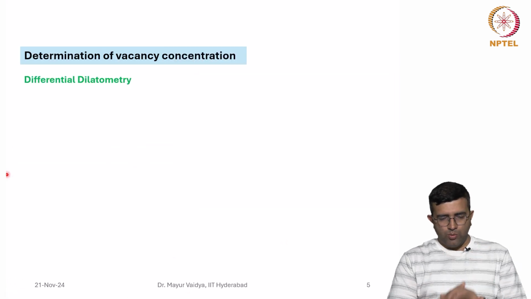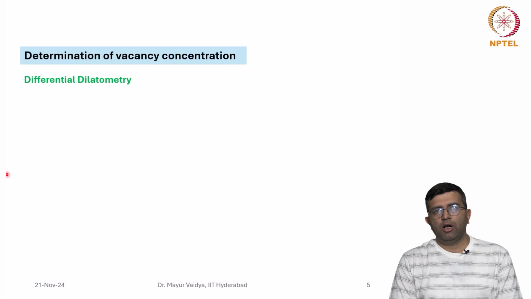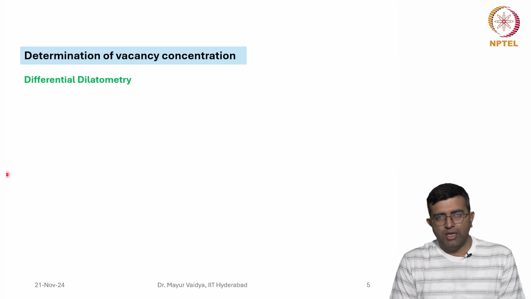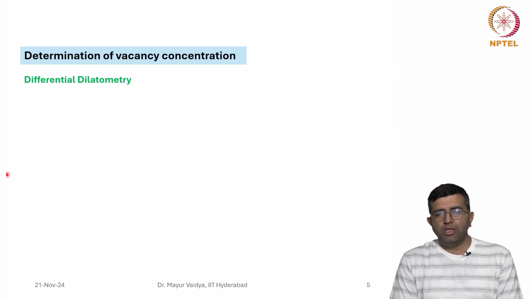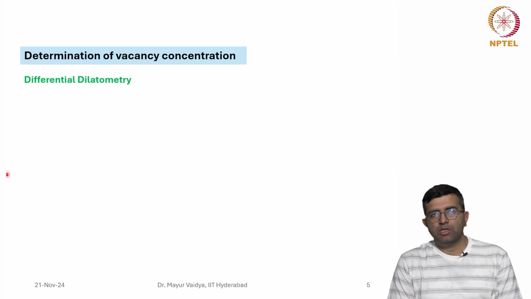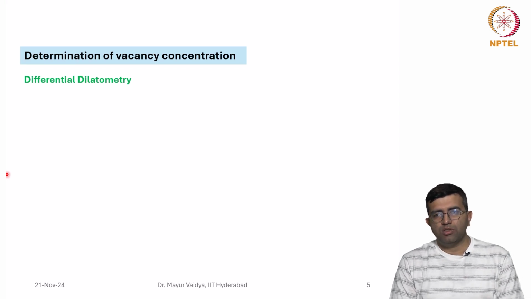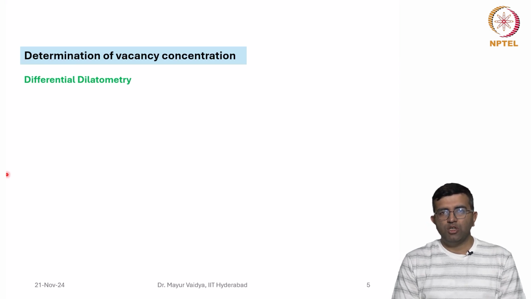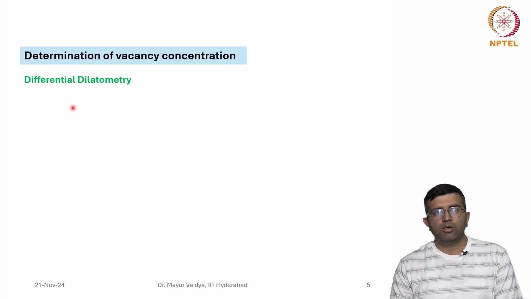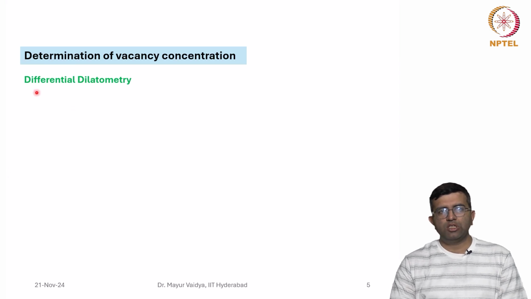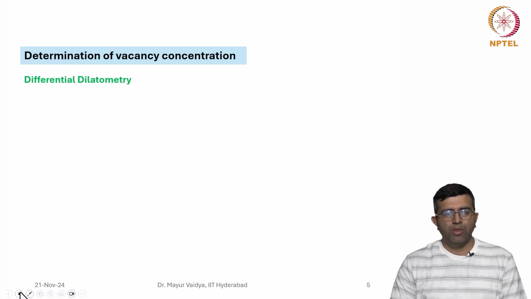Now, one thing that we actually did not talk about earlier when we talked about the defects is how to determine the concentration of this defect, especially the vacancy. How do we determine this vacancy concentration? We derived expressions for the equilibrium vacancy concentration, but how do we actually determine it? So, there are a couple of methods I will mention. The first method is what is known as differential dilatometry.